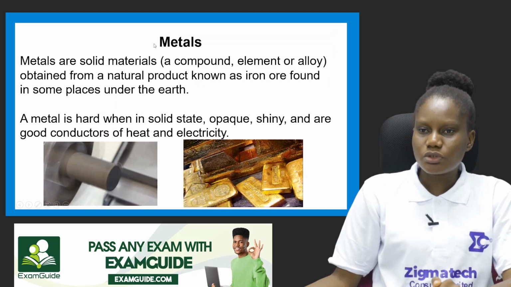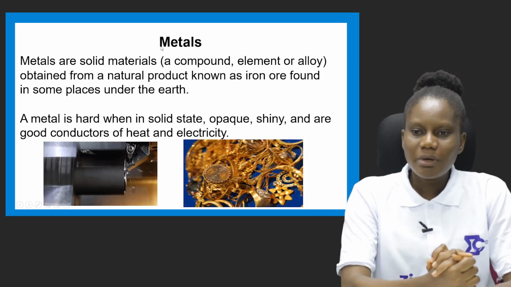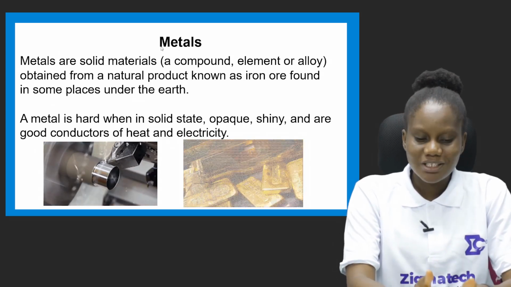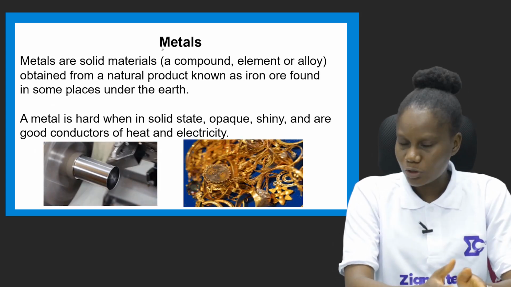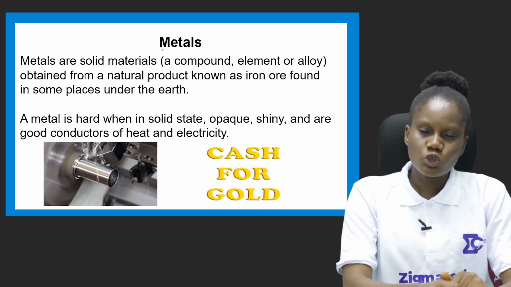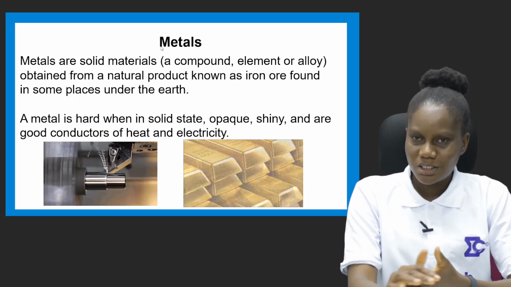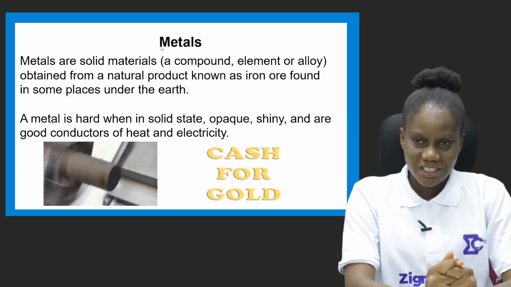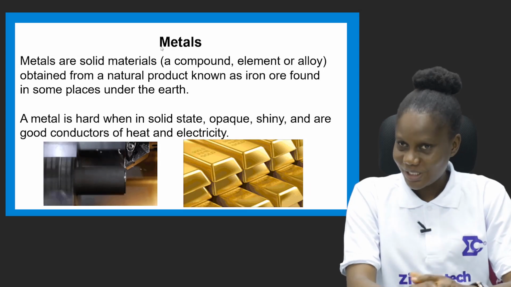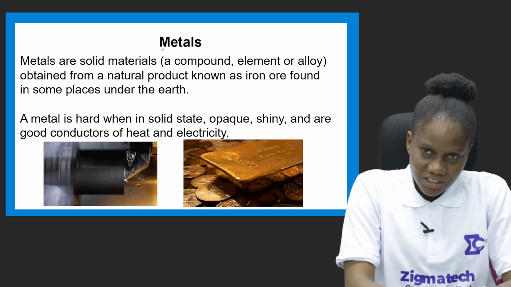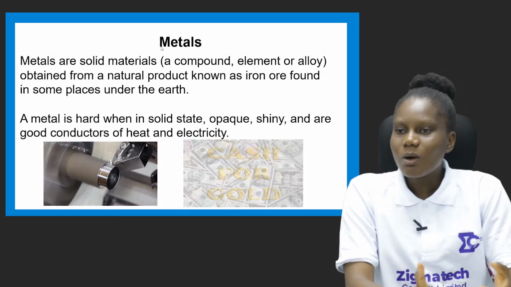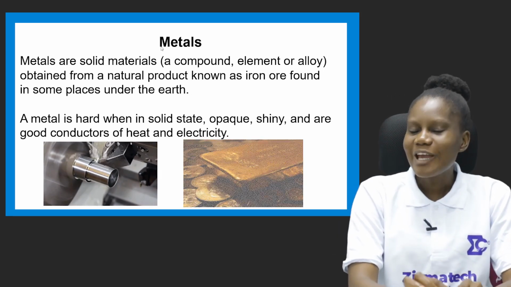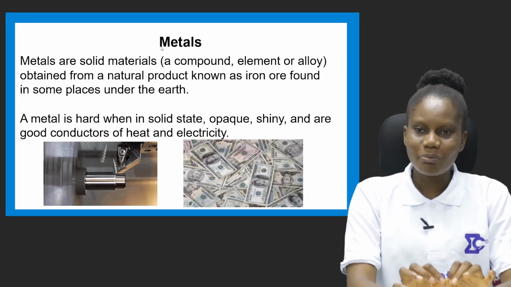So that will lead us to the next topic. Remember, I told you that an example of non-living things that were not part of living things before was metal. So we're going to be looking at metals. So what are metals? Metals are solid materials. Note that word, solid materials. A compound, element or alloy obtained from a natural product known as iron ore, found in some places under the earth.